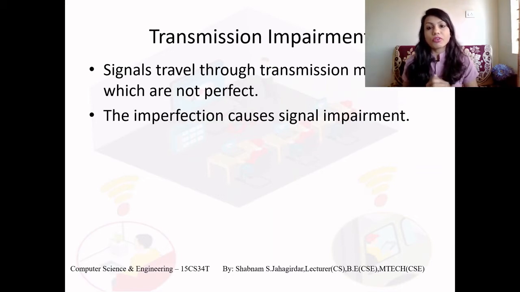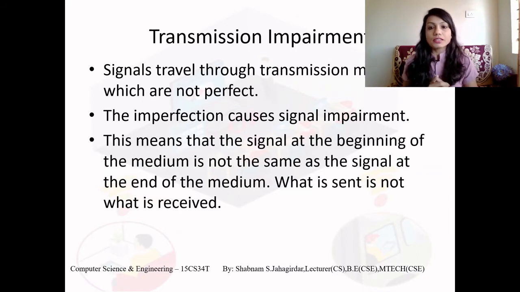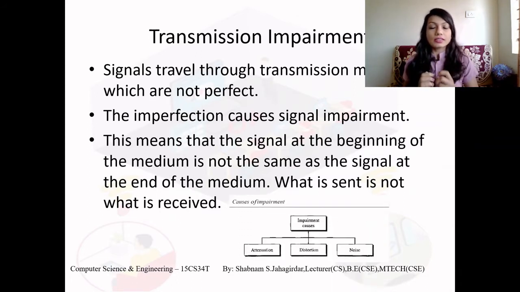So this imperfection causes signal impairment, and this means that the signal at the beginning of the medium is not the same as the signal at the end of the medium. That is, what you send is not what you receive. So there are three causes of impairment. One is attenuation, second is distortion, third is noise.